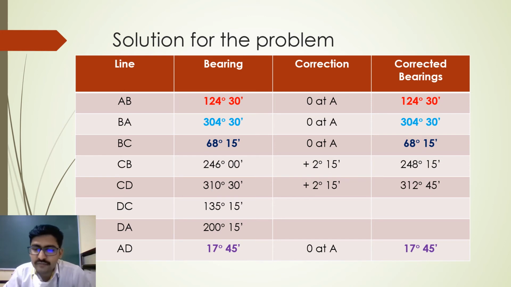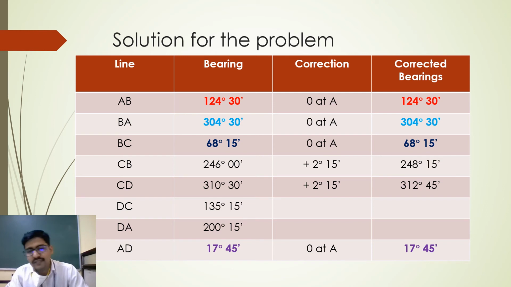312 degree 45 minutes. So the corrected fore bearing of CD is 312 degree 45 minutes. So this is how the correction is to be taken place. And in the next row what you have is back bearing of CD, which is written as DC, as I have told you how you are going to write them. So fore bearing of CD is corrected as 312 degree 45 minutes, and back bearing of CD, that is written as DC, the observed bearing is 135 degree 15 minutes.